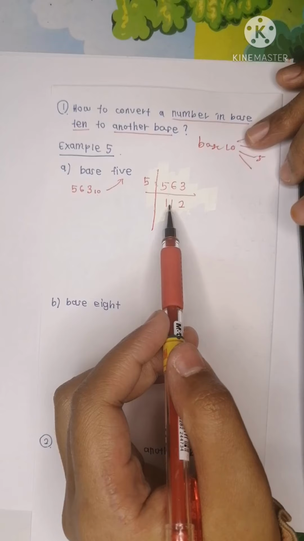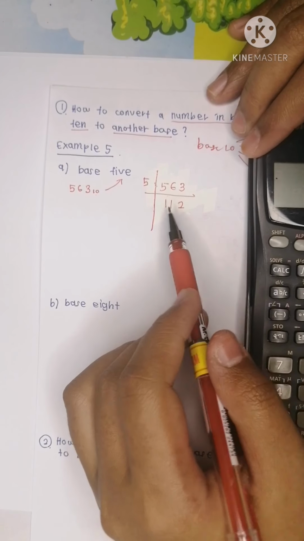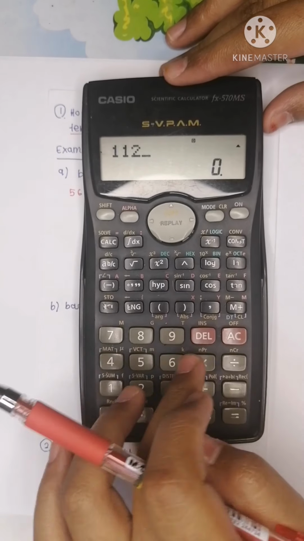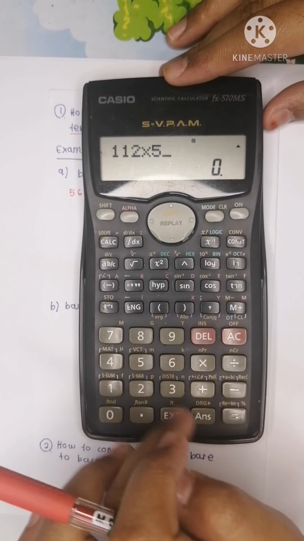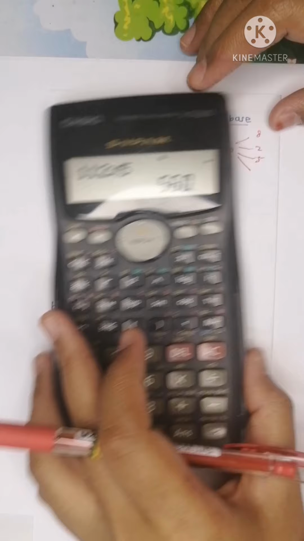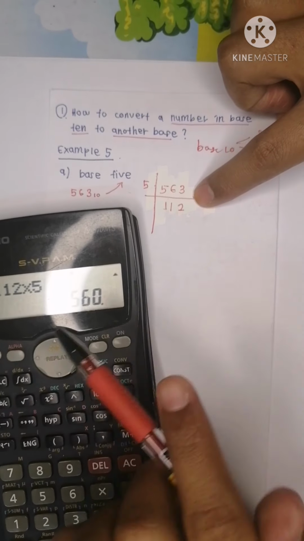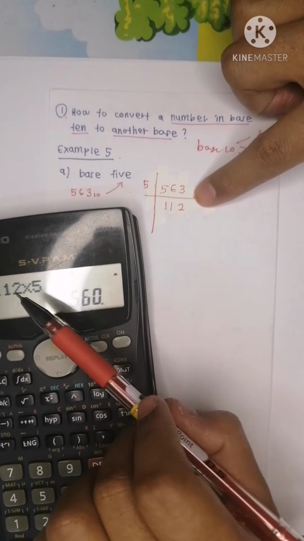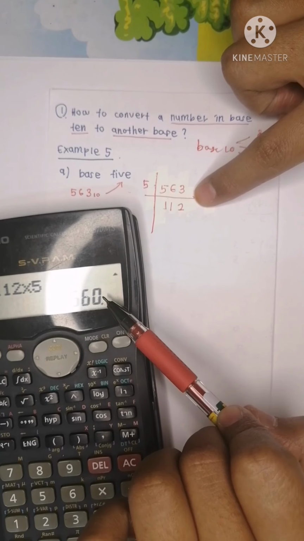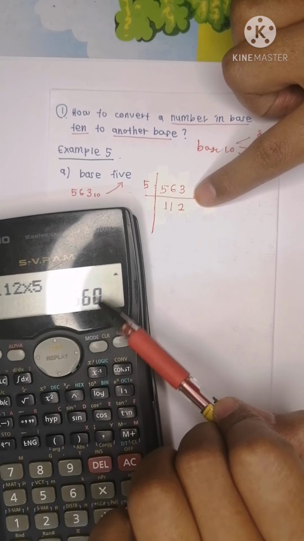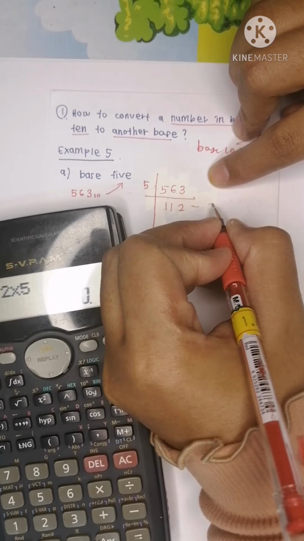Now we got 112. To know the remainder, you multiply 112 by 5, which gives 560. From 563 to 560, the remainder is 3.